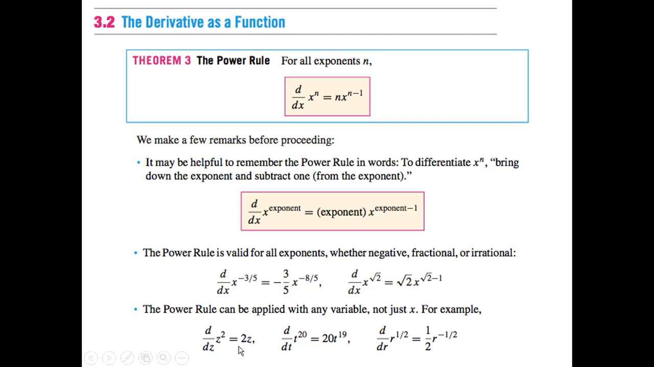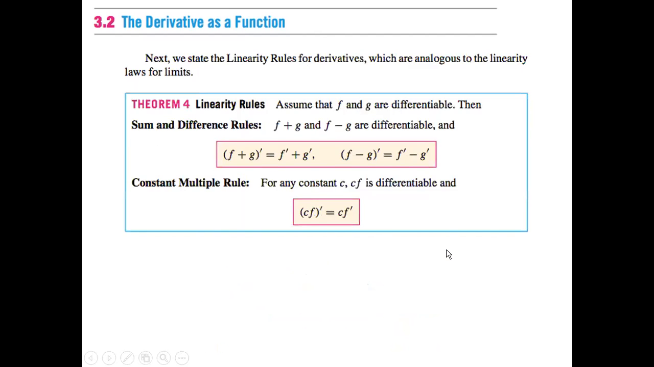And of course, you can do this with any variable, not just x. You can see some examples there. And I'll give you some homework where you'll have to do some examples too. But it's just practicing the mechanics of using this formula. It's not a huge deal.